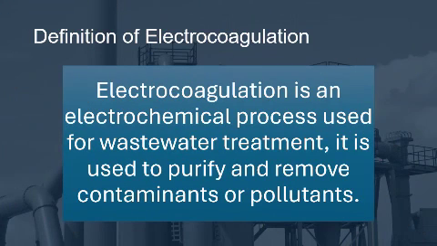Electrocoagulation is an electrochemical process used for wastewater treatment. It is used to purify and remove contaminants or pollutants. It can be used to remove heavy ions such as sulfate. It is a very cost-effective solution as the corrugated iron sludge used is readily available, eco-friendly, and reusable.